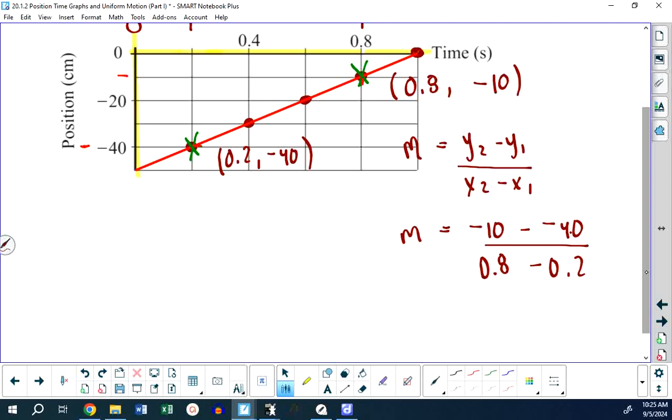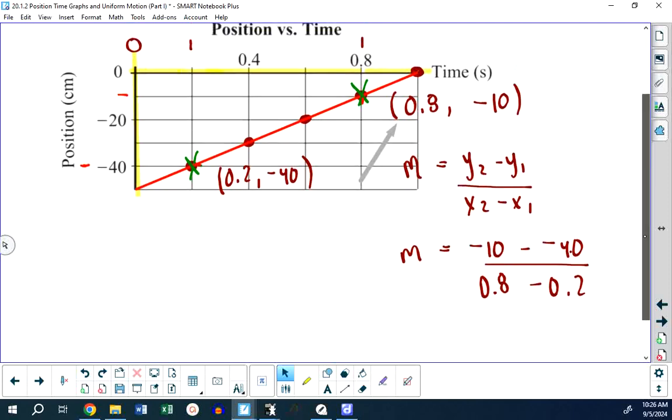Just briefly here, I hope that everybody knows when I take this y minus that y, I have to subtract the x's in the same order, right? So if I go negative 10 minus negative 40 on the top, I can't go on the bottom 0.2 minus 0.8. I have to subtract them in the same order.